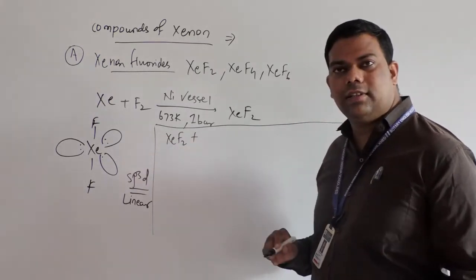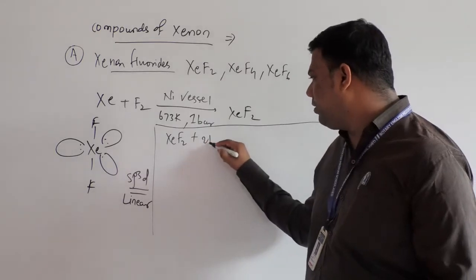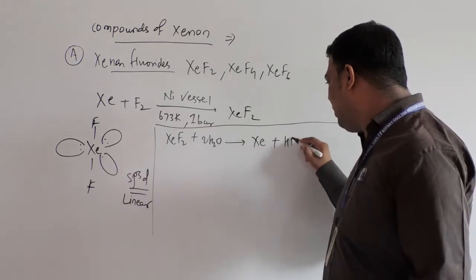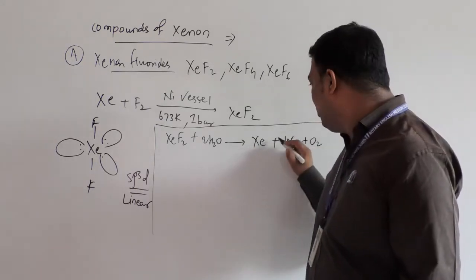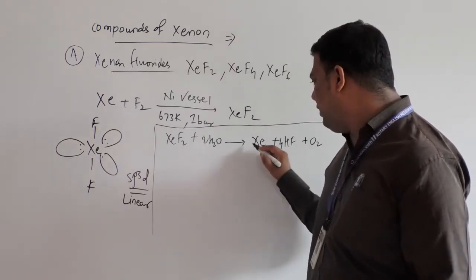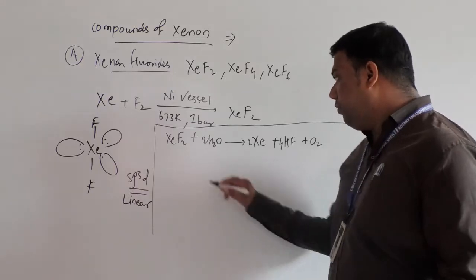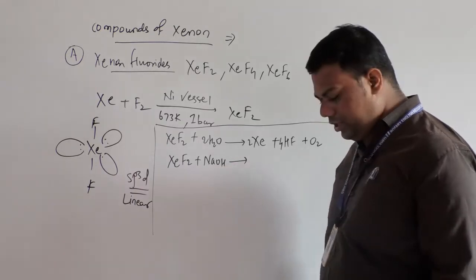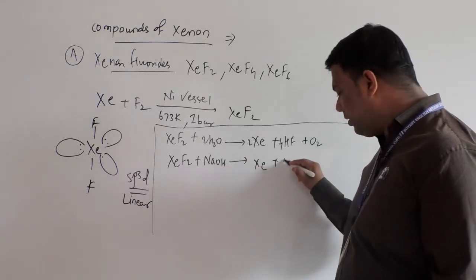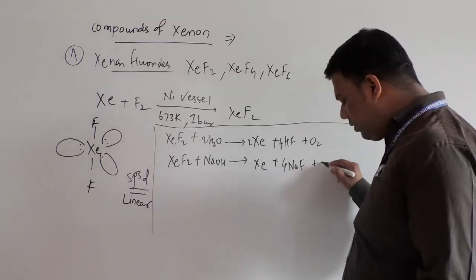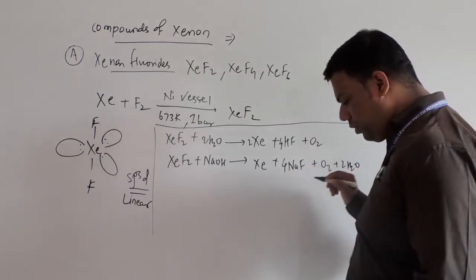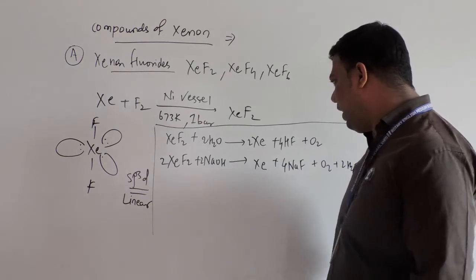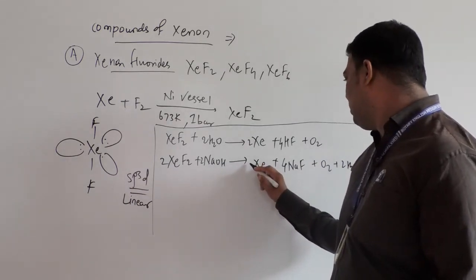XeF2 when it reacts with water, 2H2O, you will get Xe plus HF plus O2. You have to keep all this in mind. When your XeF2 reacts with a base, that is NaOH, as you know, it will give Xe plus 4NaF plus O2 plus 2H2O, you can balance. I hope you understood all this.